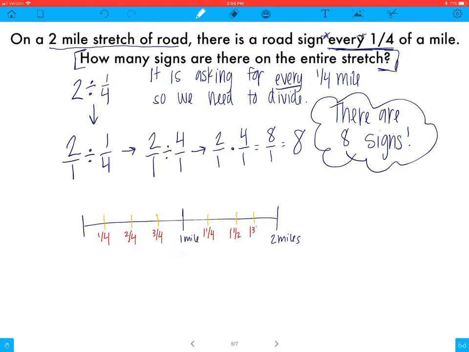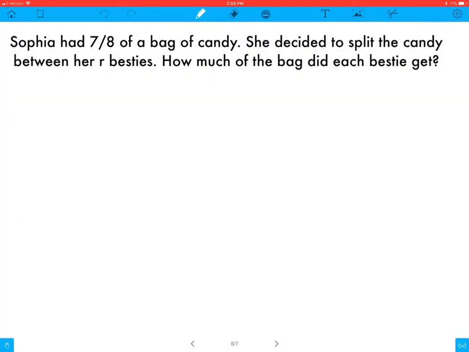So I labeled every quarter of a mile. So 1/4, 2/4, 3/4, 1 mile, 1 1/4, 1 1/2, which is 1 2/4, 1 3/4, and then 2 miles. I count up my dots, and there are 8 signs. So I just checked my answer. So booyah, Ms. Billman, she's got it.